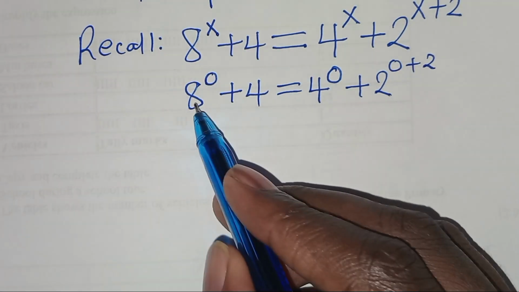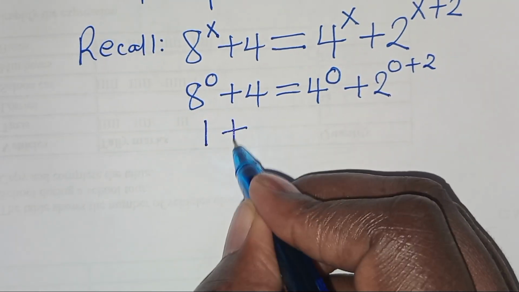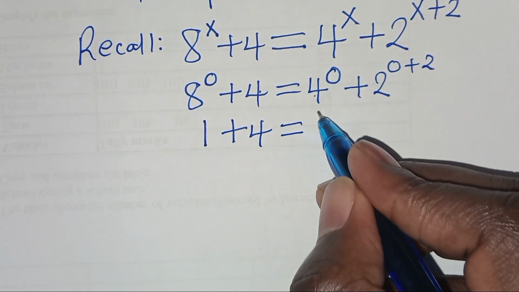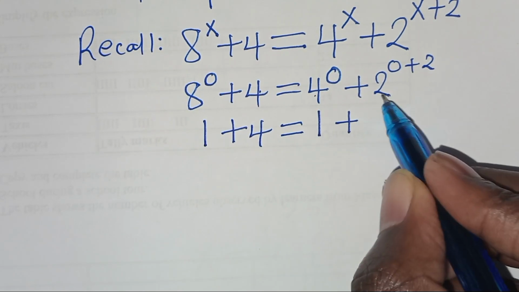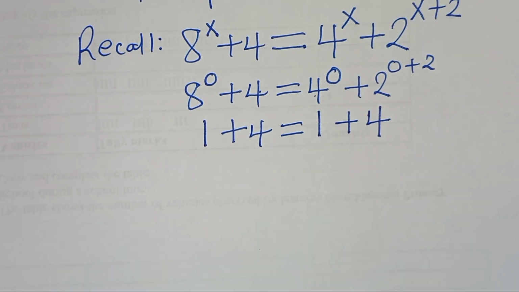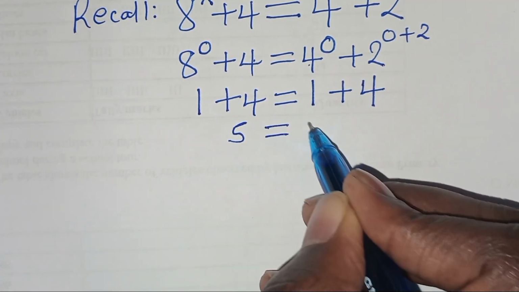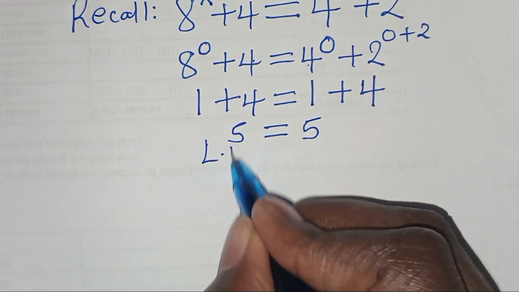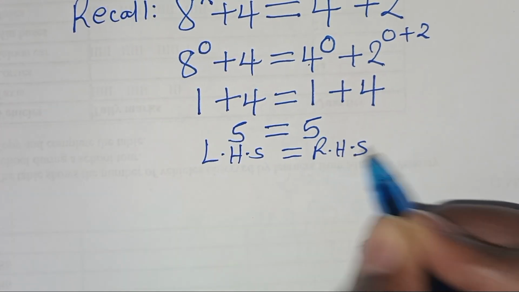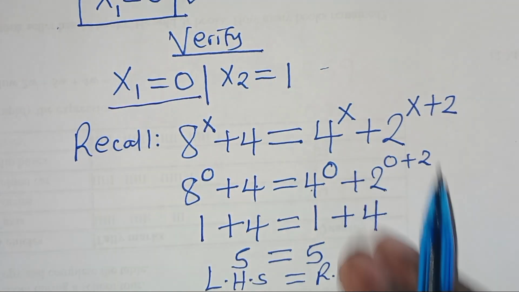So this implies that 8 to power 0 is the same thing as 1, then plus 4 here. This is equal to 4 to power 0, which is the same thing as 1, so plus 2 to power 0 plus 2, this is 2 squared, which is equal to 4. So this implies that 1 plus 4, this is 5, which is equal to 5. So the left hand side is equal to the right hand side, and this implies that x1, which is equal to 0, satisfies the equation.